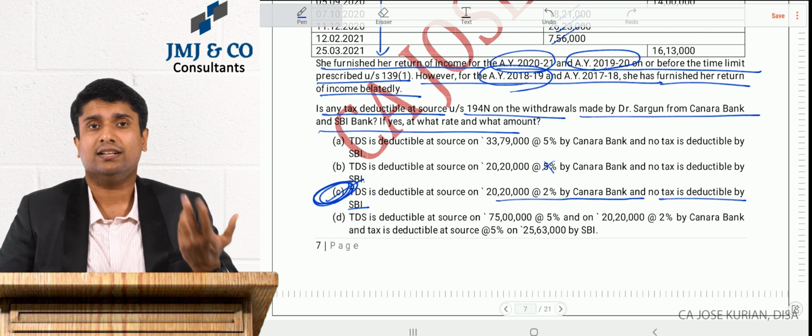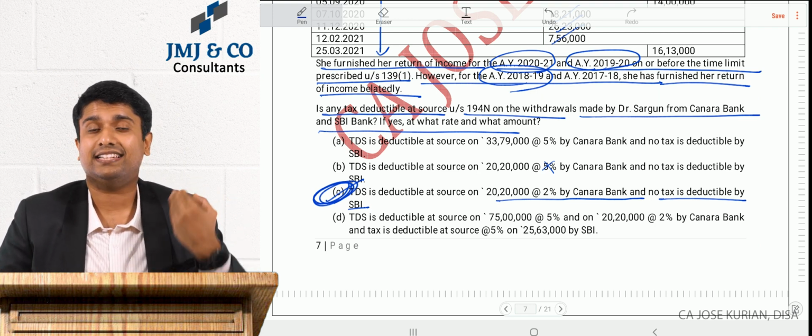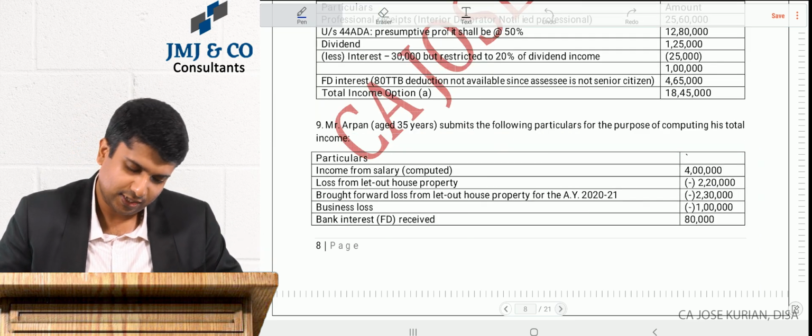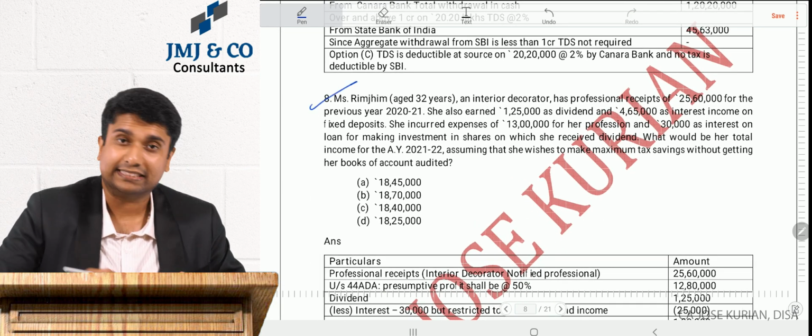Why? What is the reason? The reason is quite simple, friends, because that cash withdrawal doesn't exceed 1 crore, and that is the answer to that question. All right. So let's move on to the next question, friends. That is question number 8.